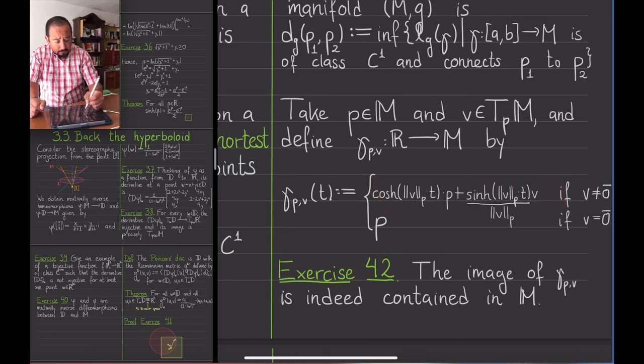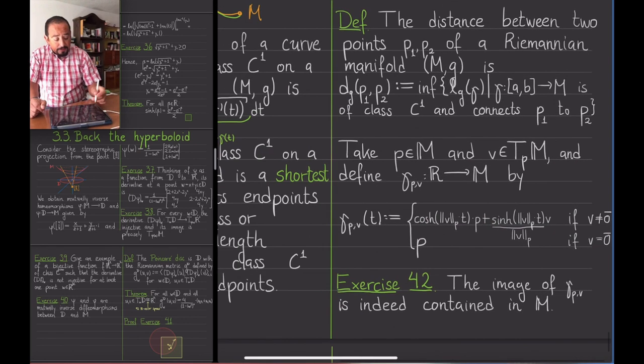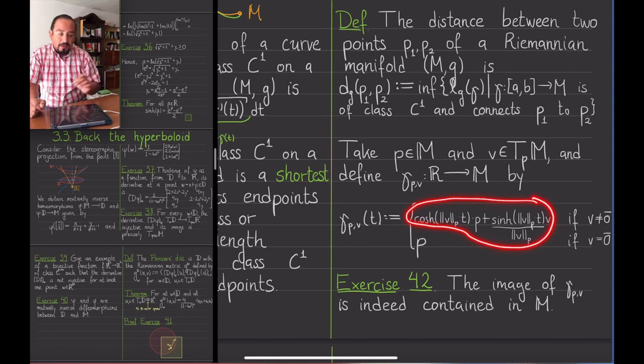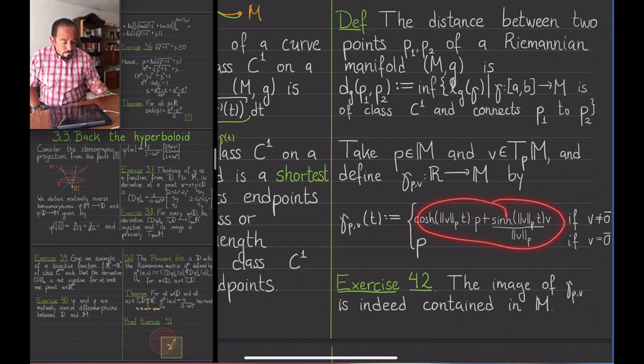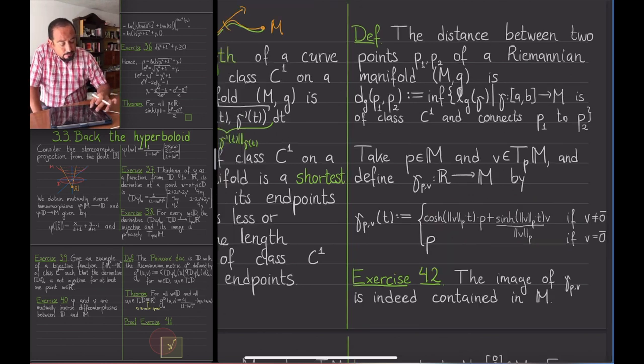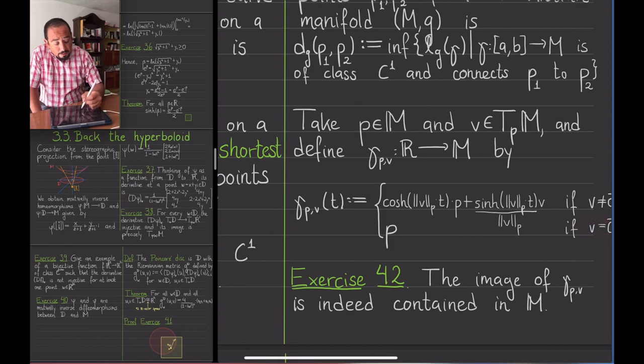So you see, it passes through P, because at t equals zero this gives me the hyperbolic cosine of zero, which is one, because it's e to the zero plus e to the minus zero divided by two. So it passes through P. And then this is somehow the direction. This is reminiscent of when one parametrizes a straight line in R3, let's say. Okay, and if it's the zero vector, of course I want to stay at P forever.